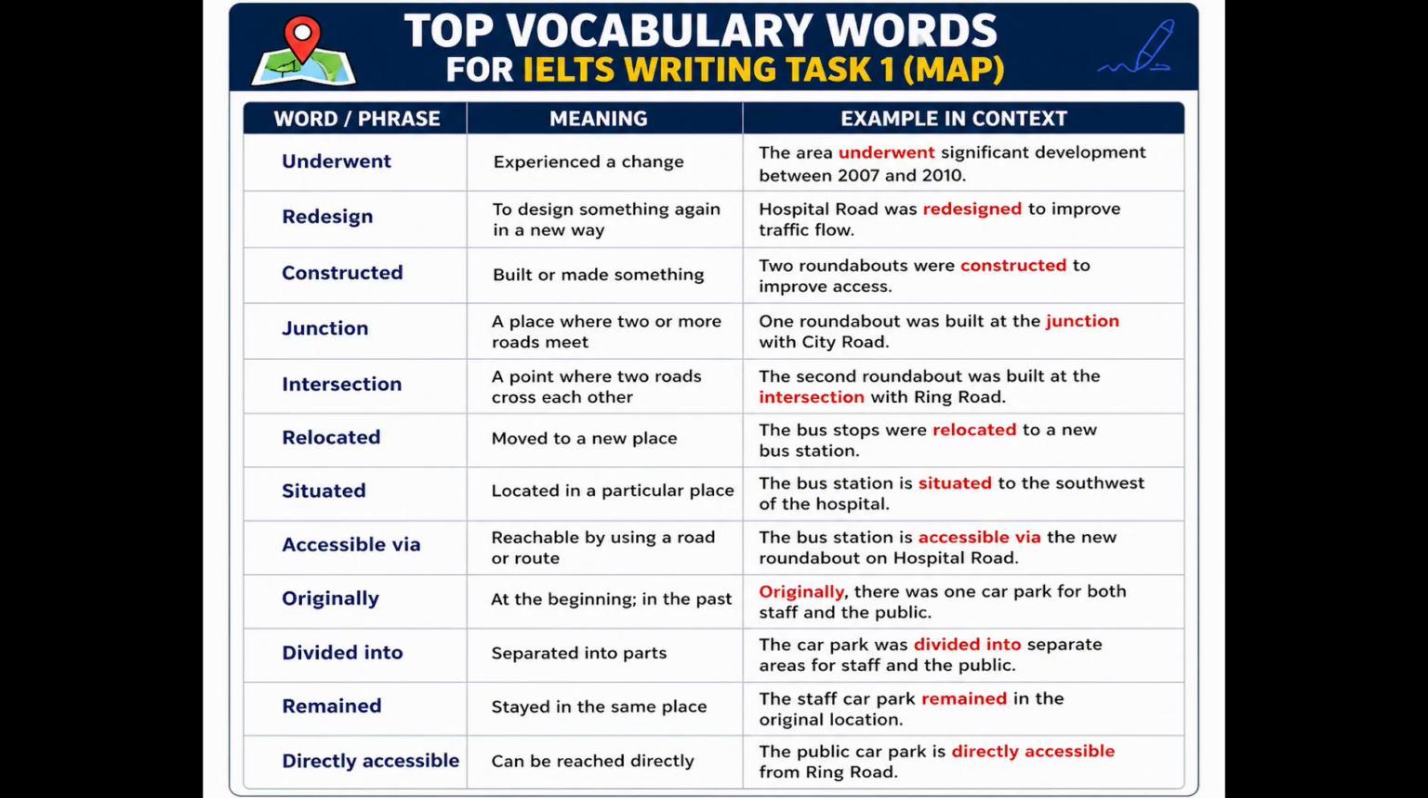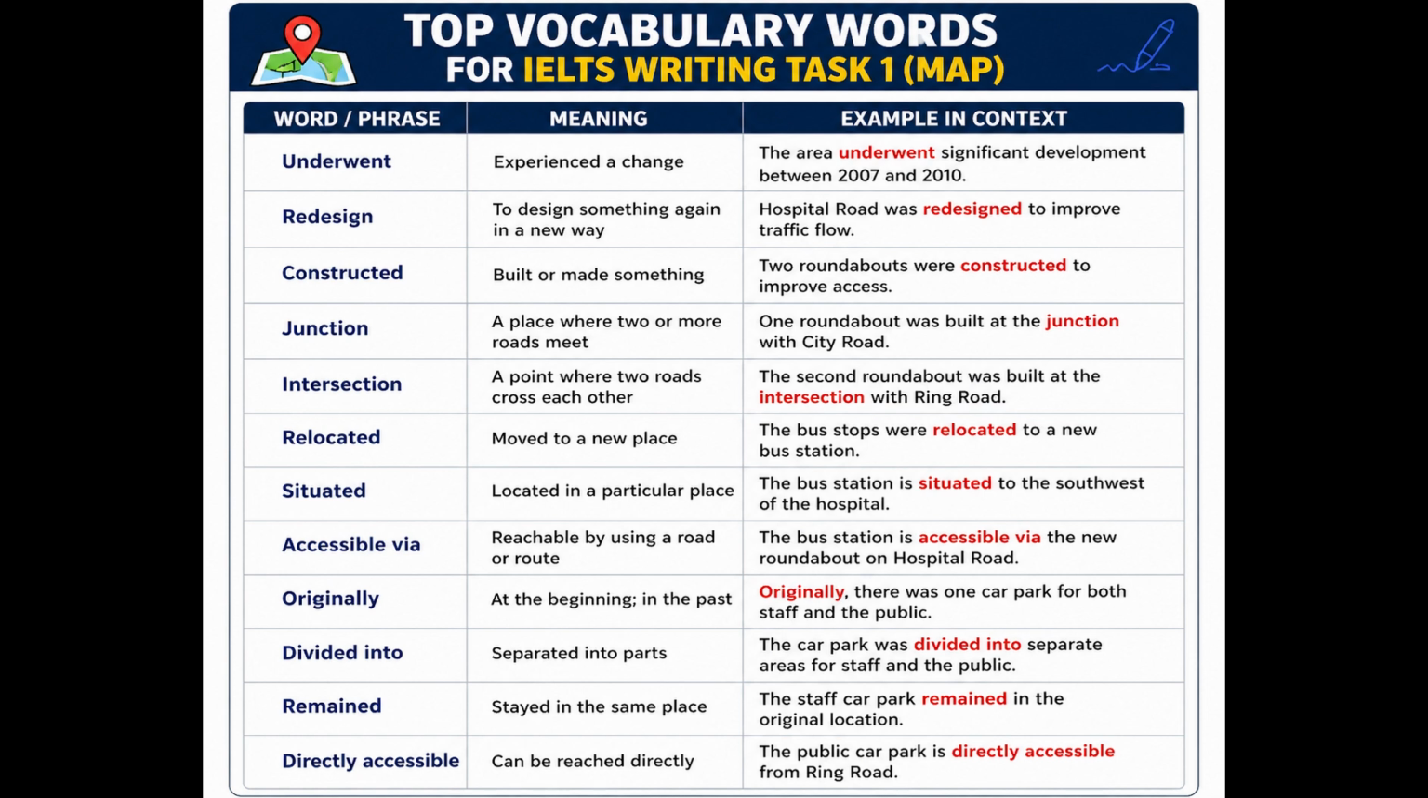Useful vocabulary for map questions. Underwent significant development. Relocated, constructed, accessible via. Situated to the east, west, redesigned. Intersection, junction. These words can help improve your IELTS vocabulary score.